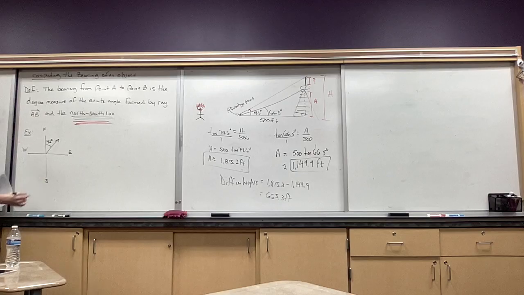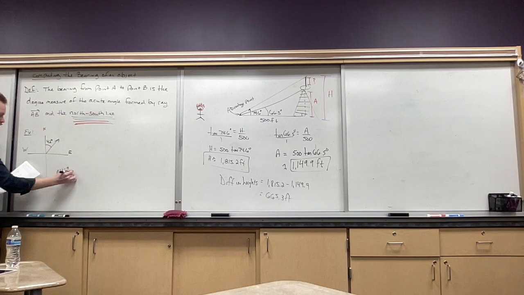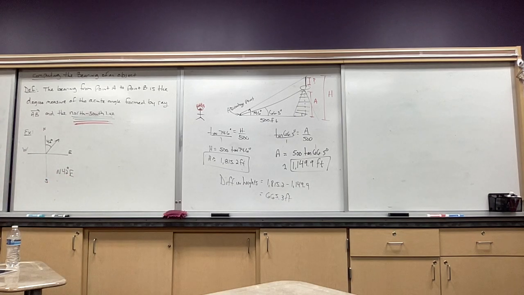Okay? And how do we write it? We write it as N, so either north or south goes first, then the degree measurement, and then what direction, east or west. Okay, so that's north 42 degrees east. But again, we're doing it from the north-south line. I would not measure 42 degrees from the east line, okay?